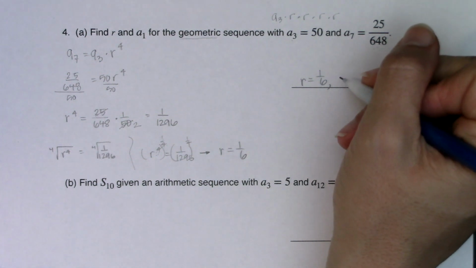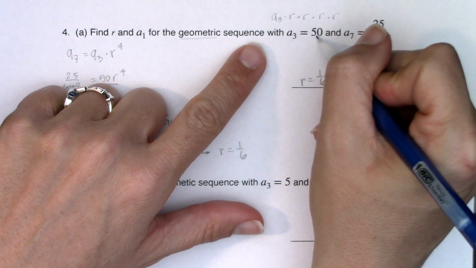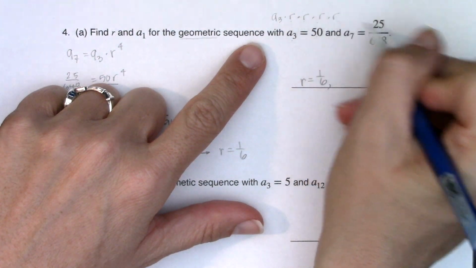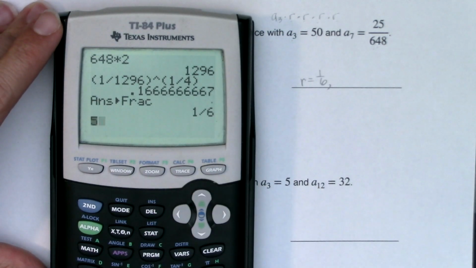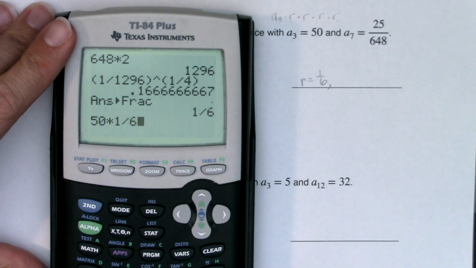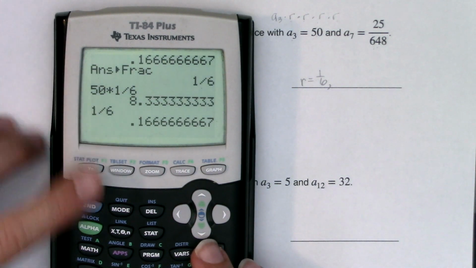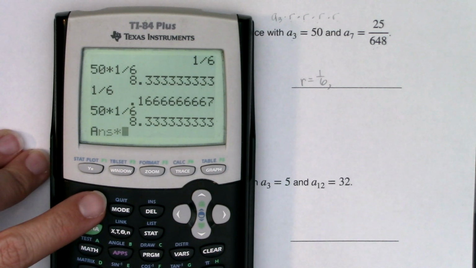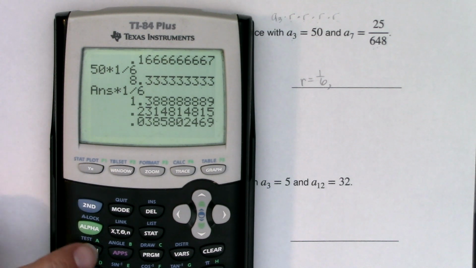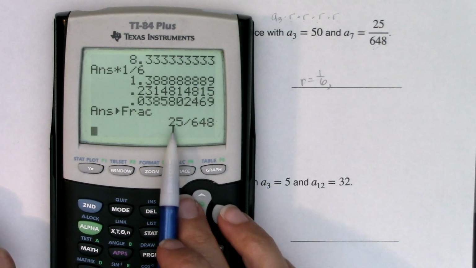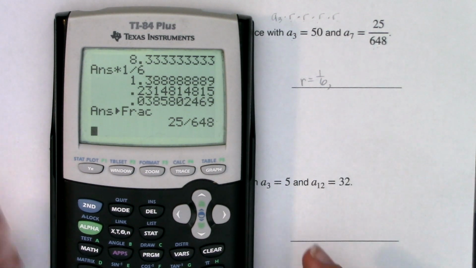And if I had enough time on an exam, I would double check this. So if I start with 50 and I multiply by R, I should get to 25 over 648. Let's just see. If I did 50 times 1/6, that's one R. Oops, shoot. Let me redo this. Okay, times 1/6. There's the second one. Third one. Fourth one. Now let's see if I make that a fraction. Sure enough, that is 25 over 648. So I'm feeling pretty good about finding R.